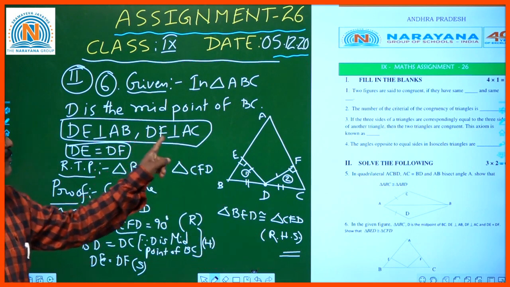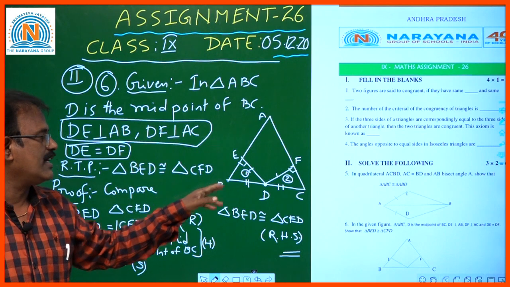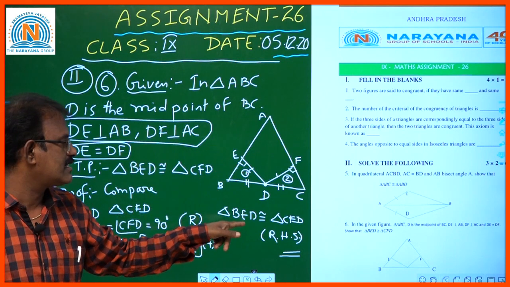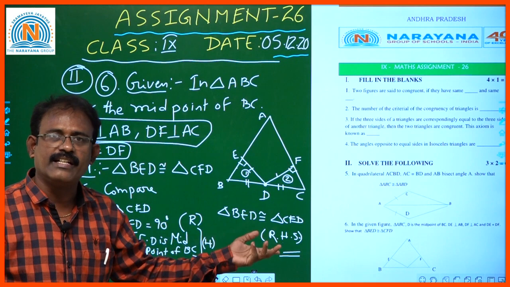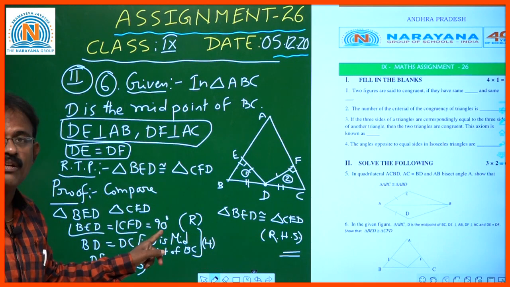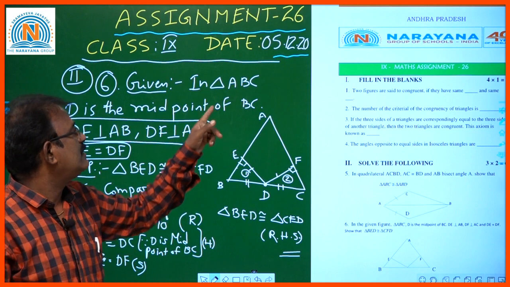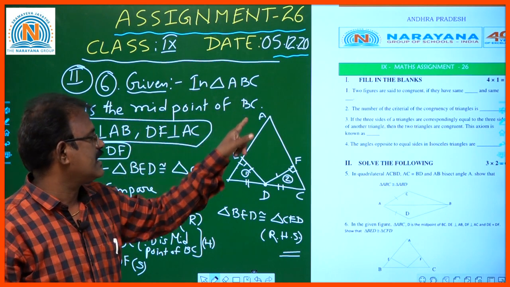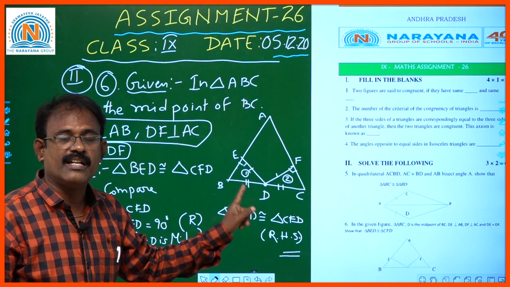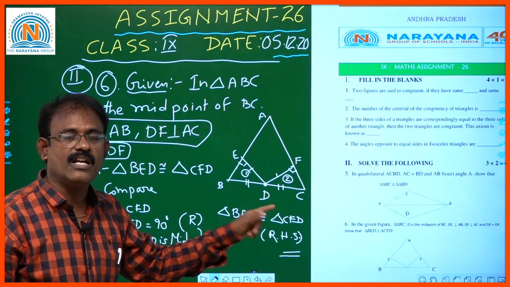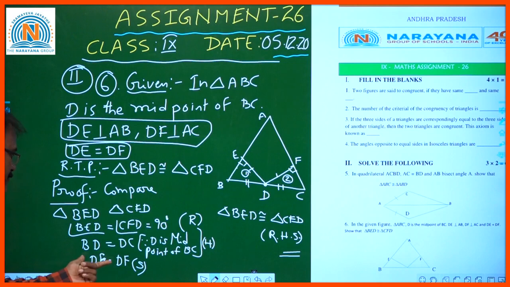So from this information, DE perpendicular to AB, so angle at E is 90 degrees, and AC perpendicular to DF, so angle at F is 90 degrees. Okay, this is first observation. And since D is the midpoint of BC, BD is equal to DC. As D is the midpoint of BC, D is equidistant from B and C. Therefore, BD is equal to DC.